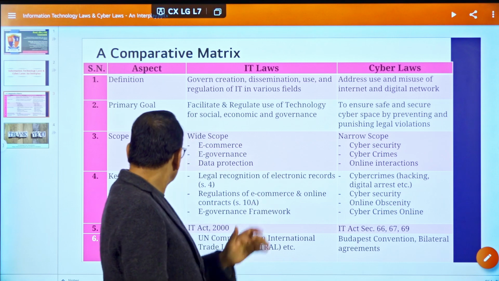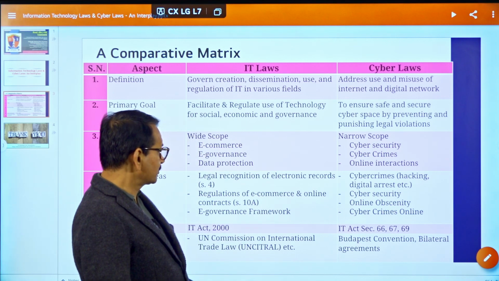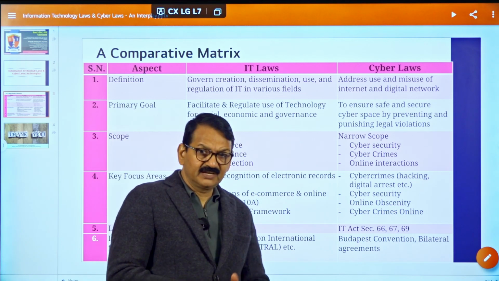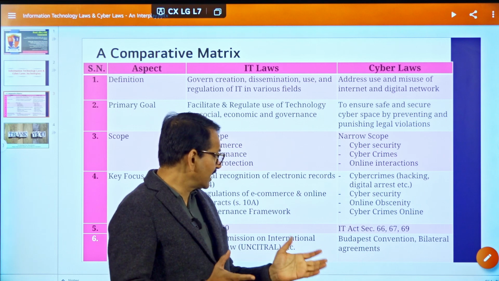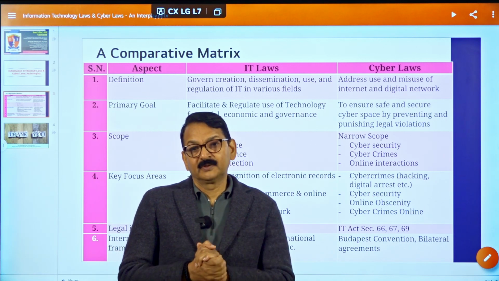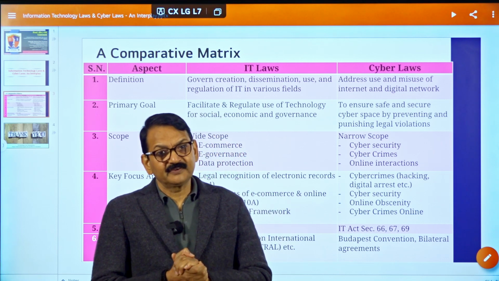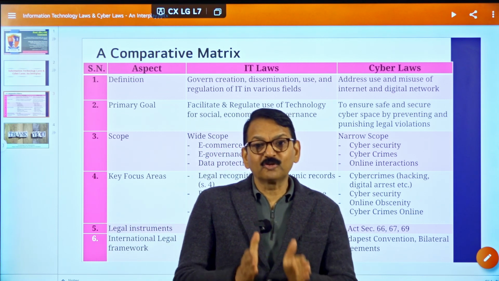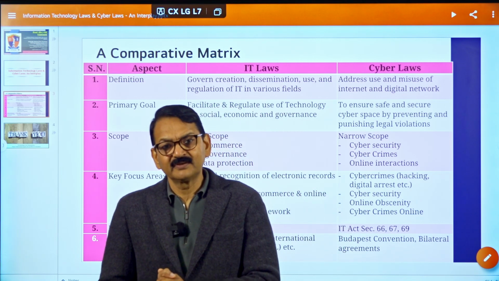However, in cyber laws, as I already mentioned, we deal with cyber crime such as hacking. You might be aware these days that a lot of people get victimized because of cyber arrest. So that is also part and parcel of cyber crime.